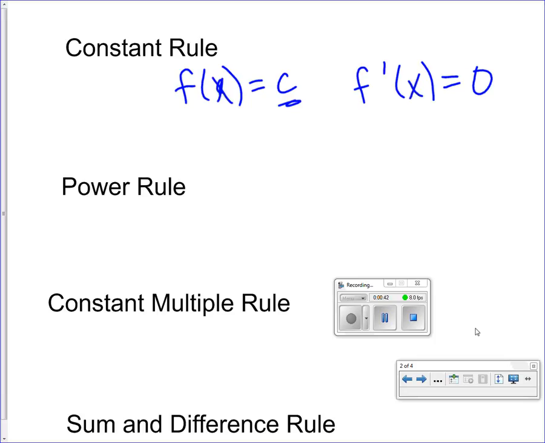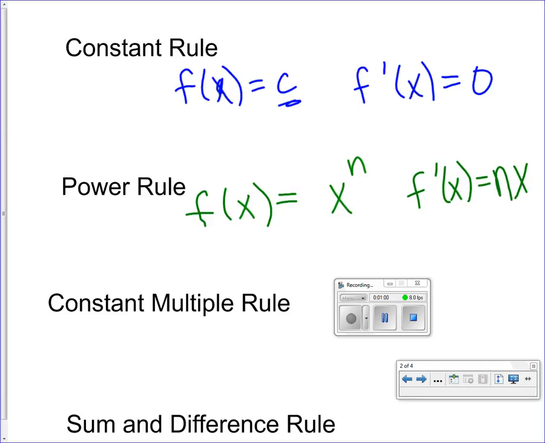The power rule is the rule that we discovered in class. So the power rule says that if you have a function that is x to some power, where n is a power, for the derivative you bring the power in front, multiply it by x, and then drop your exponent down by 1. Whatever your exponent was, it's going to decrease by 1.